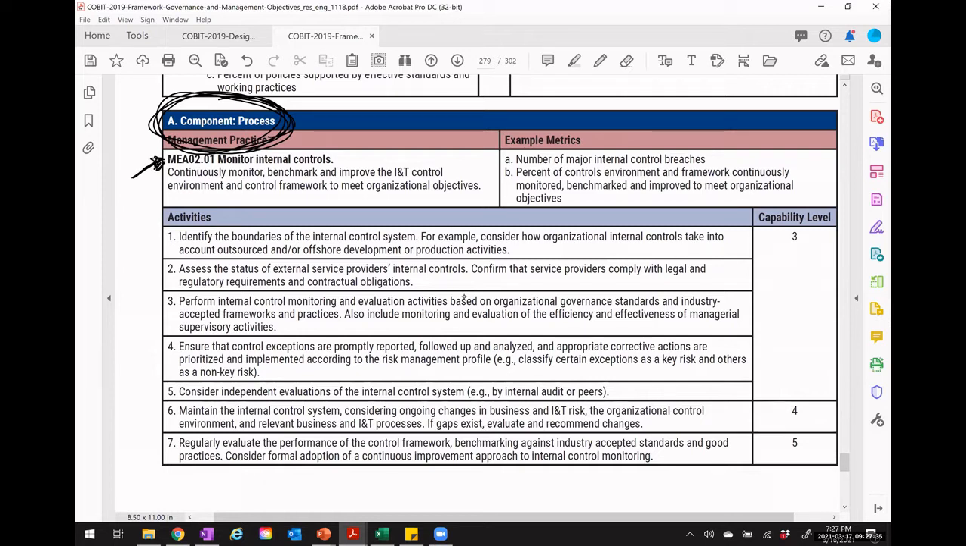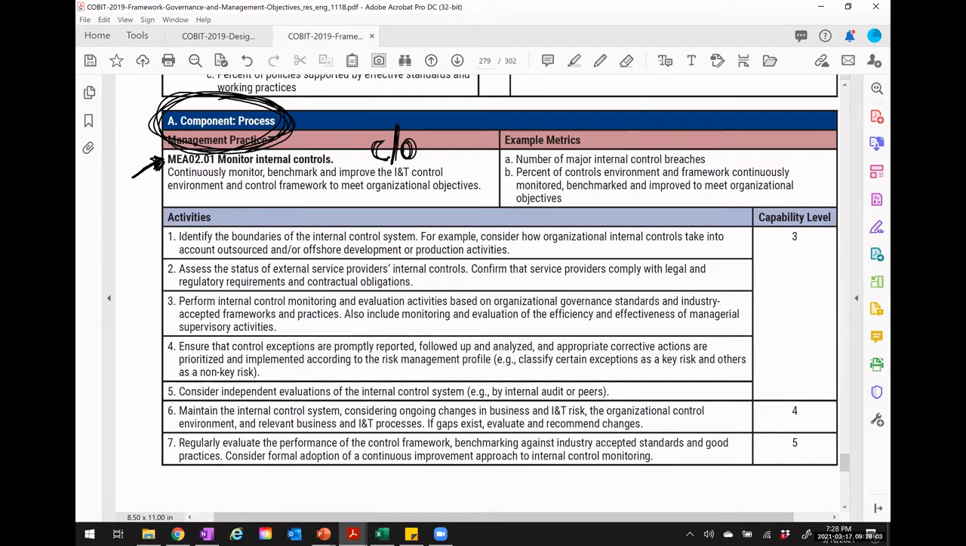What you're looking at right here, it says MEA02.01. Guess what that is? It's called a practice in Cobit. If I'm an auditor, what is it called? Somebody go out into chat. If I have a practice in the Cobit framework, what am I going to call that practice as an auditor? Anybody have any ideas? What that's called is a control objective. It's a control objective.